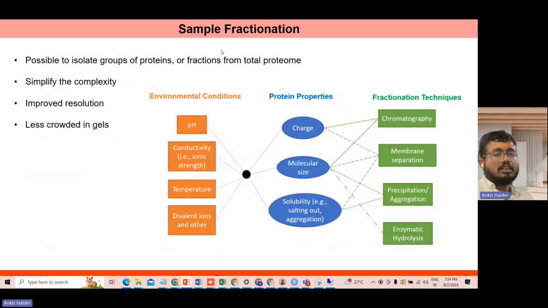Now, we have talked in overview about the different kinds of proteins and the different steps required for sample preparation. The first step we talked about was cell lysis. In cell lysis, we talked about the cell composition and the constituents, which led to different mechanisms for disruption of the cells and bringing out the content from the cell.